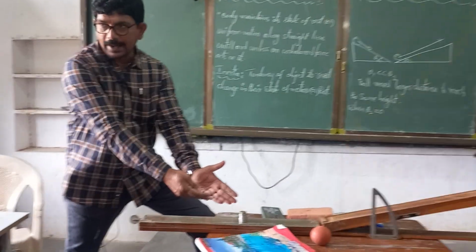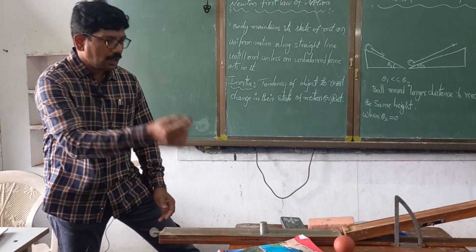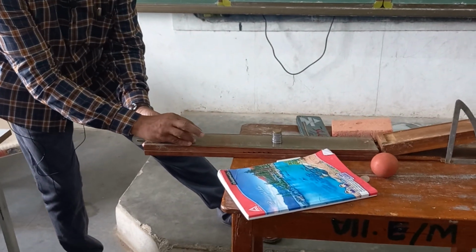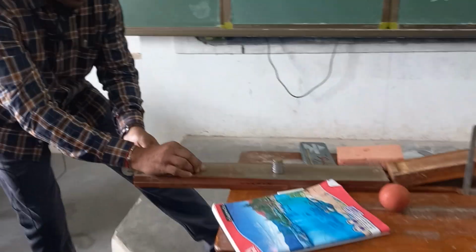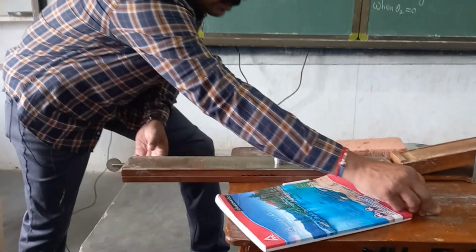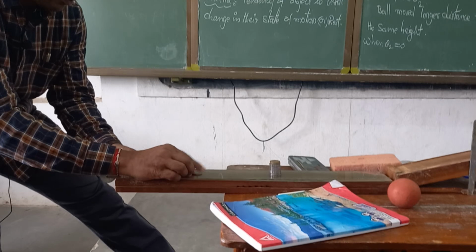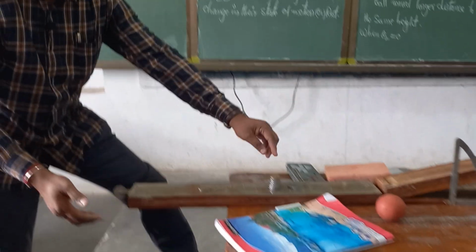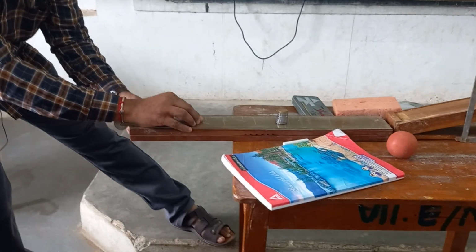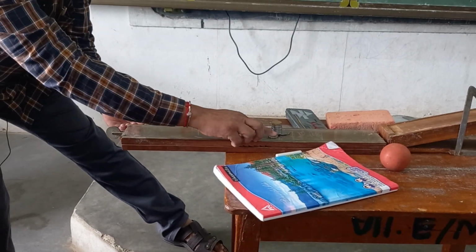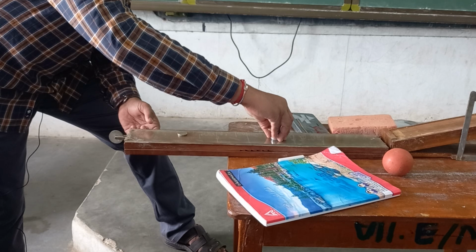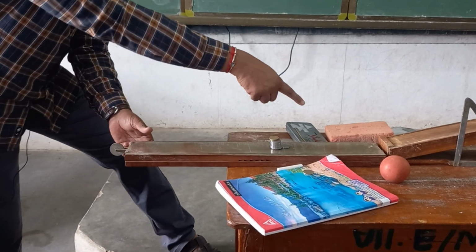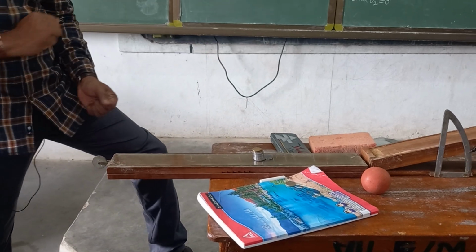Just like the carom board coins. I am striking the coins with another coin. Observe what happens to the coins. Observe this. What happened? Only one coin. Observe this once again. See this. The others are not falling down. Only the one coin which is at the bottom has come out. Are you clear about that one?